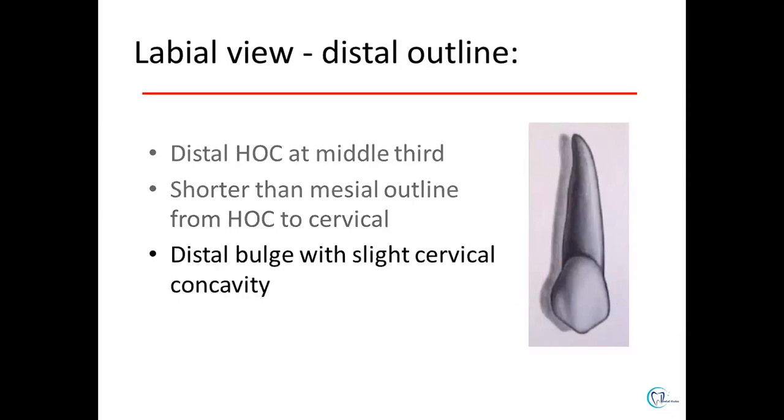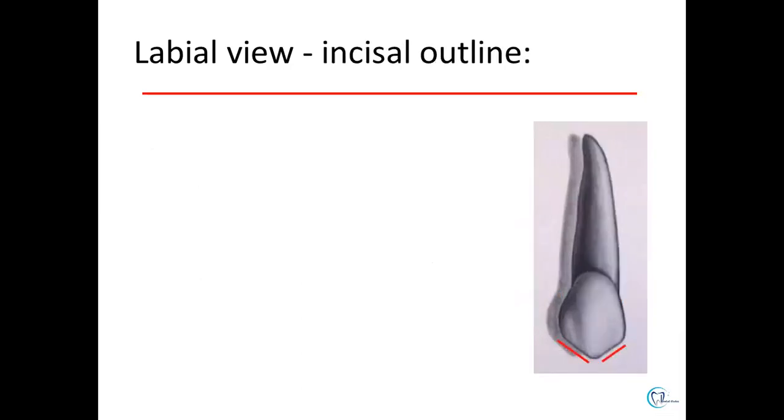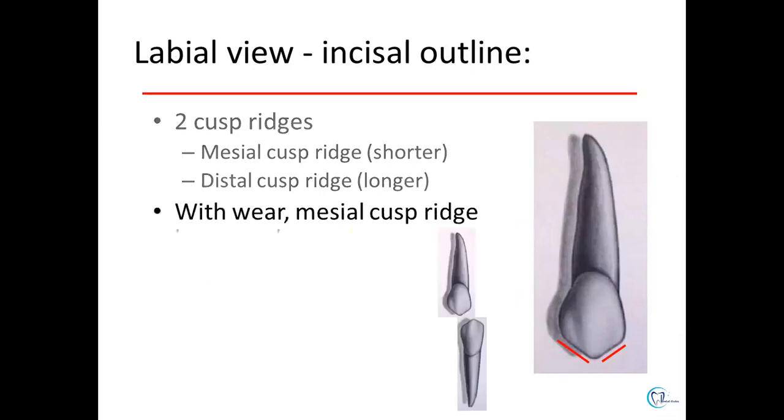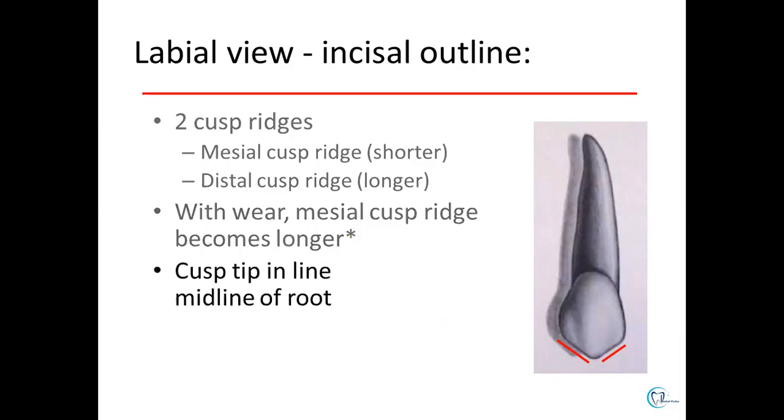Also, there is a distal bulge with slight cervical concavity. When we see the incisal outline from the labial view, there are two ridges, or the cuspal slopes, that is the mesial cusp ridge and the distal cusp ridge, the mesial being shorter in comparison to the distal. However, because of attrition or wearing with aging, the mesial ridge can become longer.